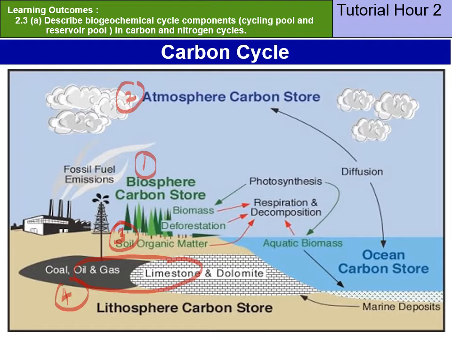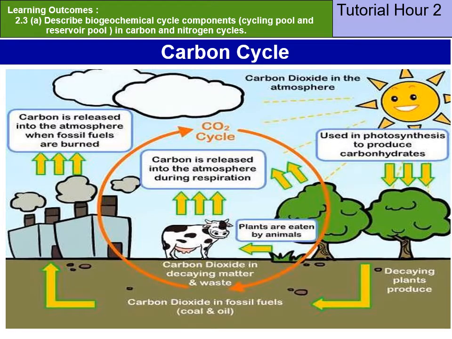And also dekat ocean pun ada juga. Ocean carbon store as dissolved carbon dioxide in the oceans, also kalau dekat lakes and other bodies of water of the hydrosphere, and as calcium carbonate in the shells of marine organisms. Okay, so tadi kita dah discuss the reservoir pool in the carbon cycle.